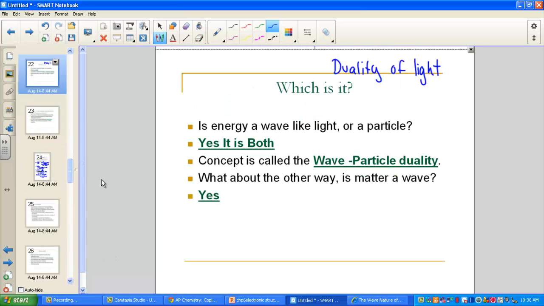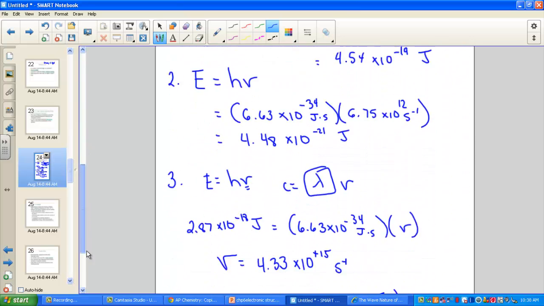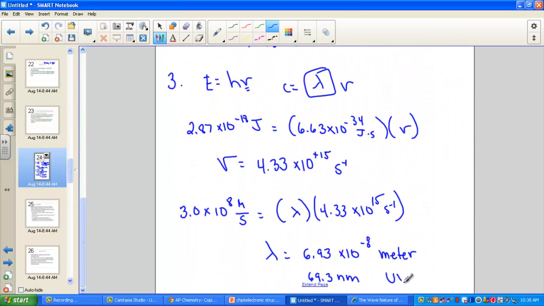I'm trying to find that slide. Here it is. So looking at the magnitude of the wavelength, this looks to be in the UV range, ultraviolet range.